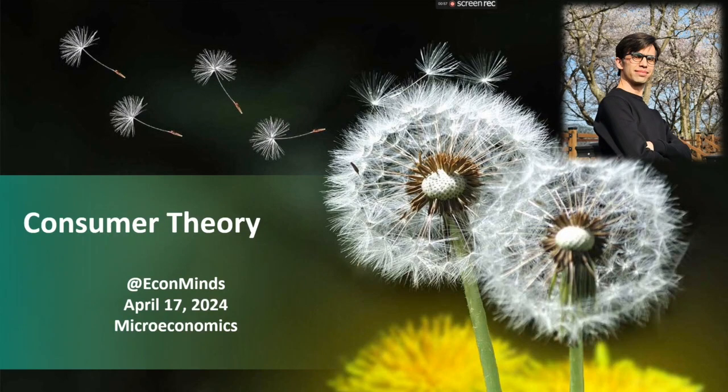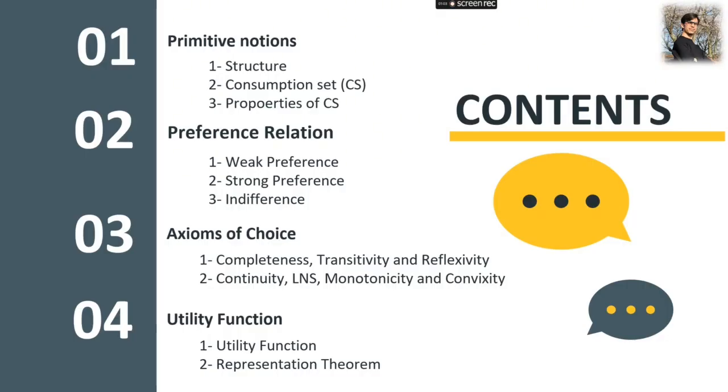Okay guys, welcome back to Econ, and let's continue our discussion on consumer theory. In the last three videos, we have covered some primitive notions, preference relations, types of preference relations, and axioms of choice. And now let's begin our discussion on utility function and one of the most important theorems in consumer theory, which is the representation theorem. How can we represent a preference relation using a utility function?